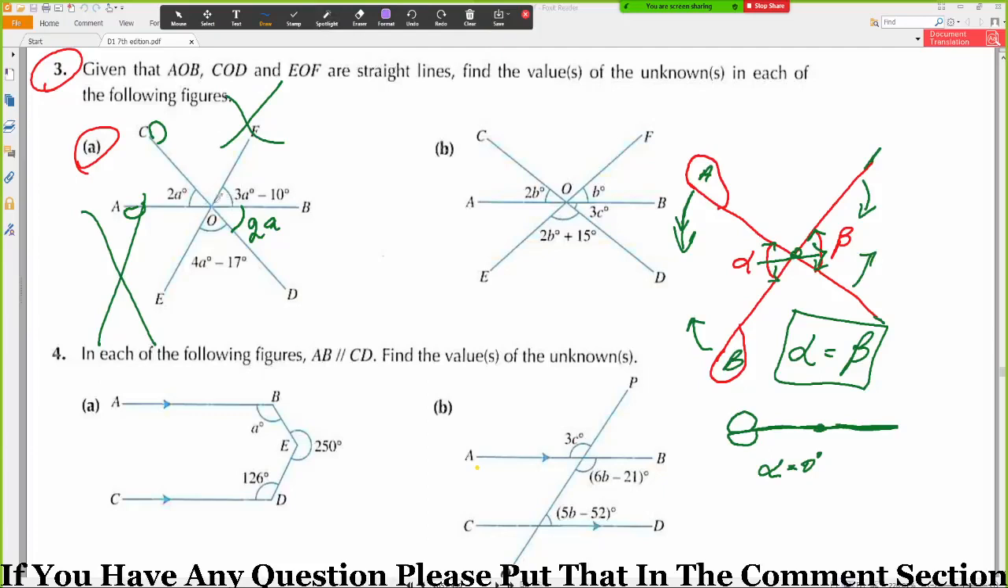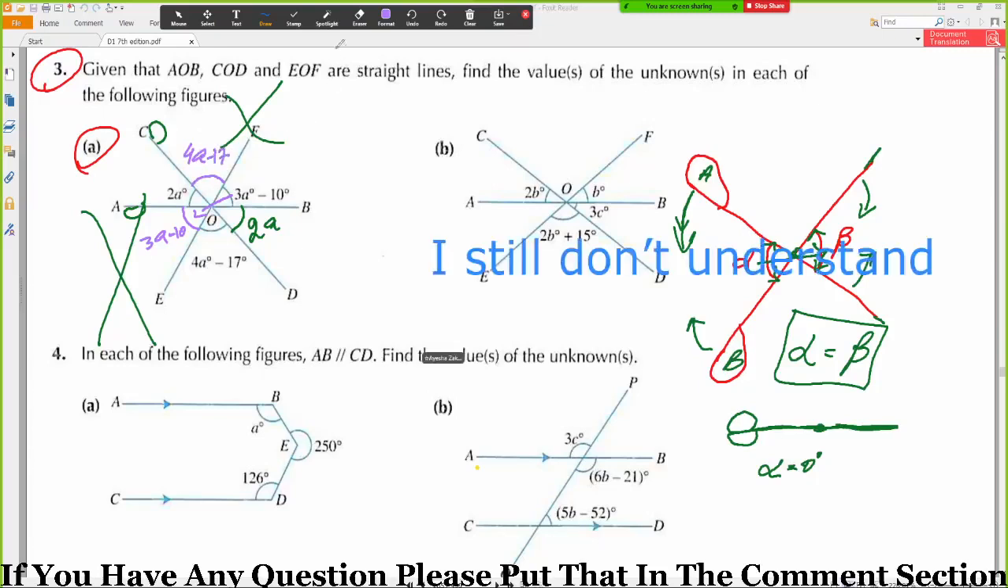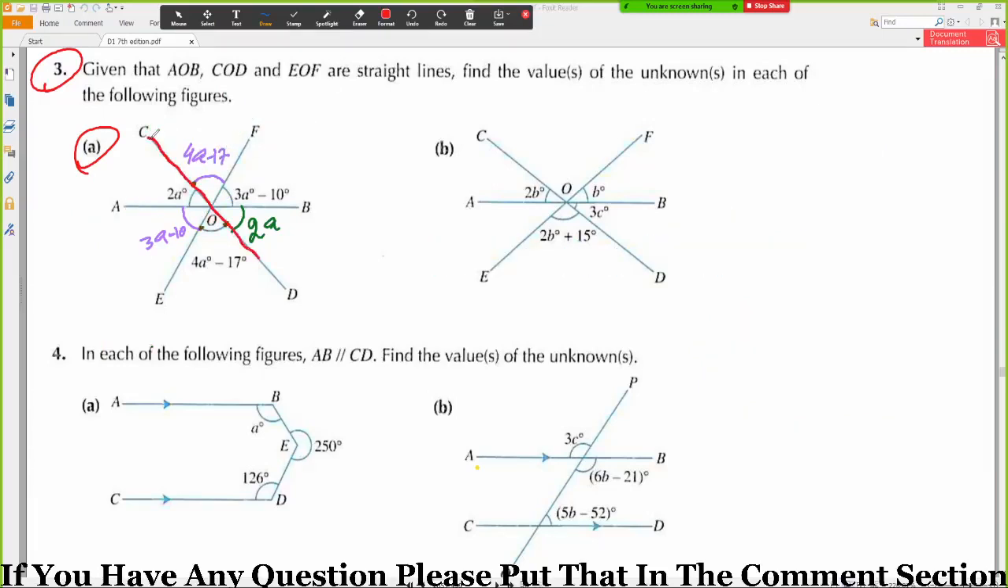This is the opposite. This is known as the vertically opposite angle. Okay, this is also the vertically opposite angle. That will be equal to... this angle is also a vertically opposite angle. That will be equal to... Okay, now it's fine. Yes. Okay.